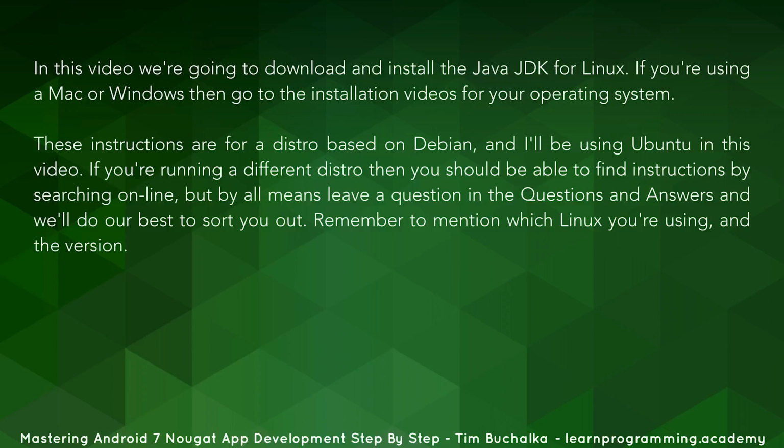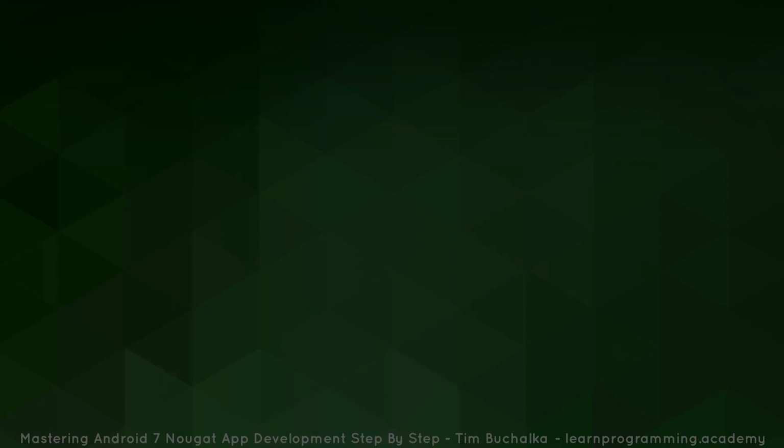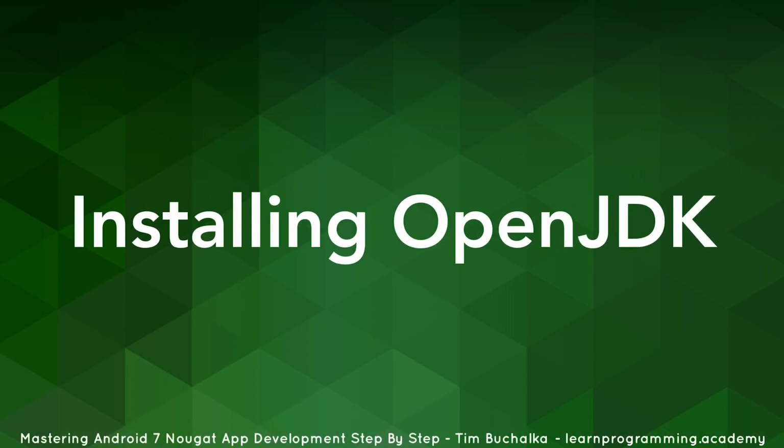Now, if you're running a different distro, then you should be able to find instructions by searching online, but by all means leave a question in the questions and answers section of this course, and we'll do our best to sort you out. Remember to mention which Linux distro you're using and also the version. Okay, so let's go on installing OpenJDK.